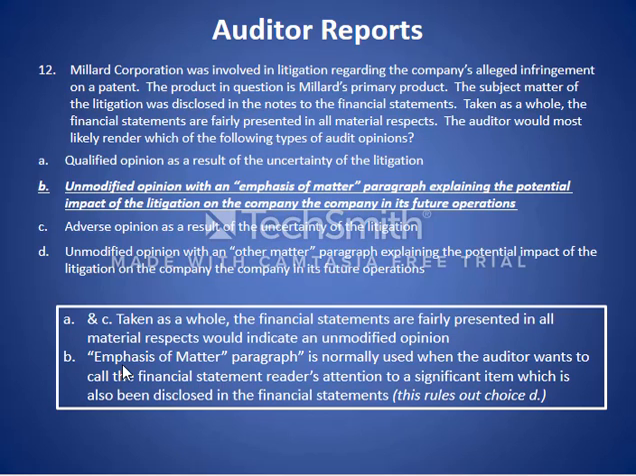And as I say here, an emphasis of matter paragraph is normally used when the auditor wants to call the financial statement reader's attention to a significant item which has also been disclosed in the financial statements. And if it's been disclosed, that automatically rules out D. Okay, let's try question number 13.